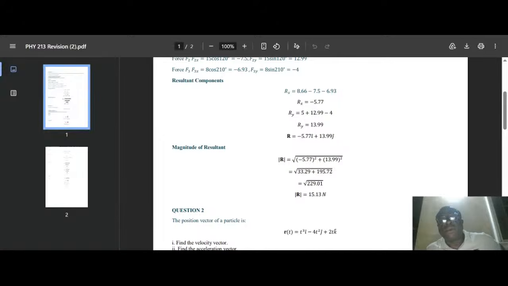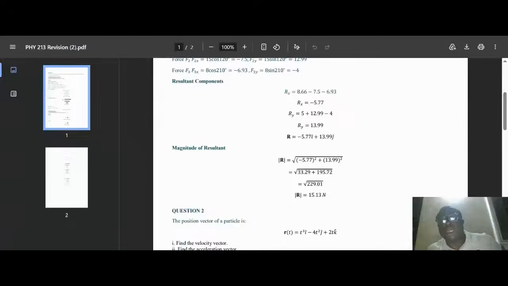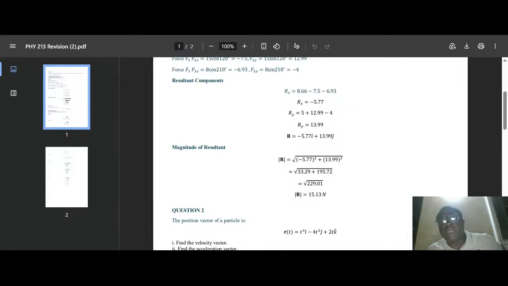So by the time we take the modulus, the magnitude, we take the square root of those values, minus 5.77 squared plus 13.99 squared. If you square those values and take the square root, we'll have 15.13 Newton. I hope you guys are with me.